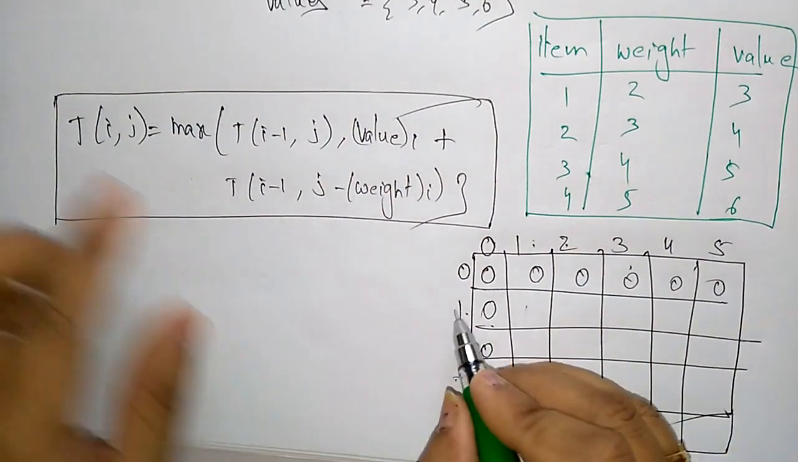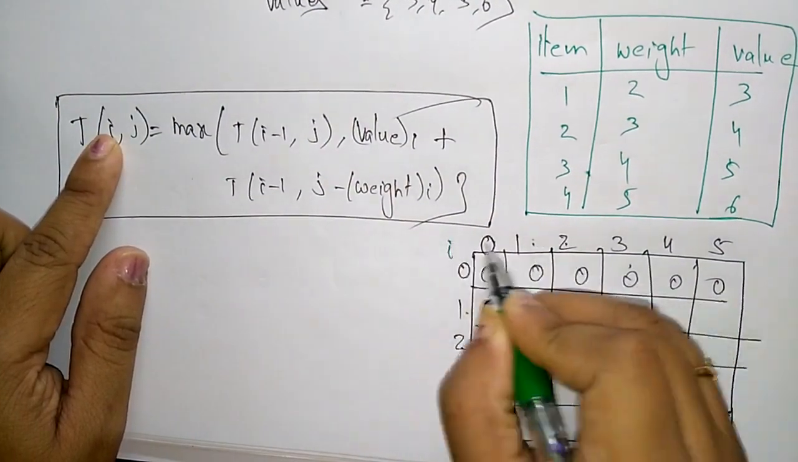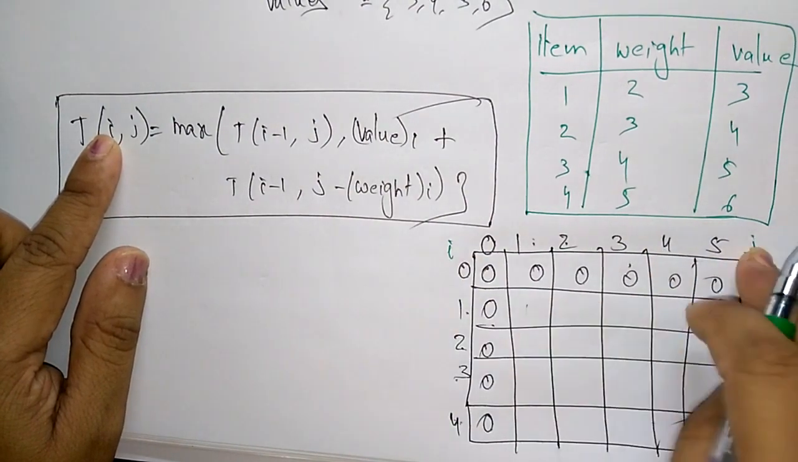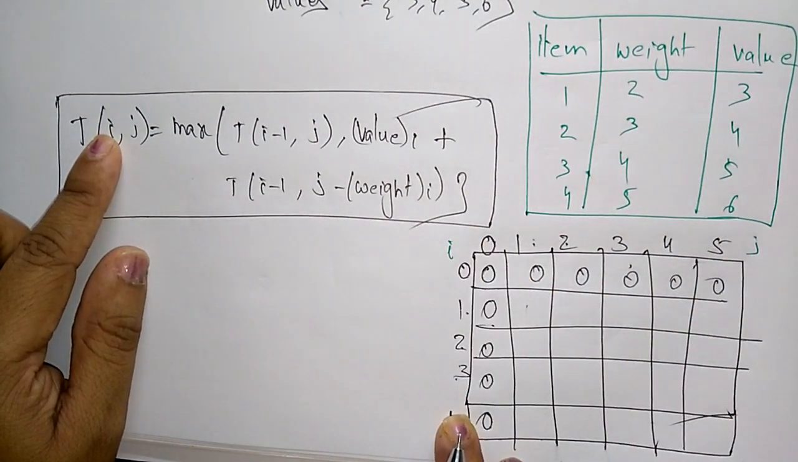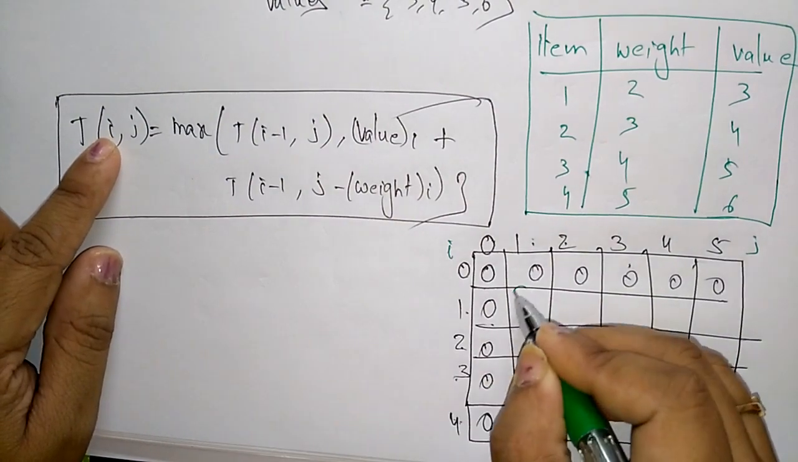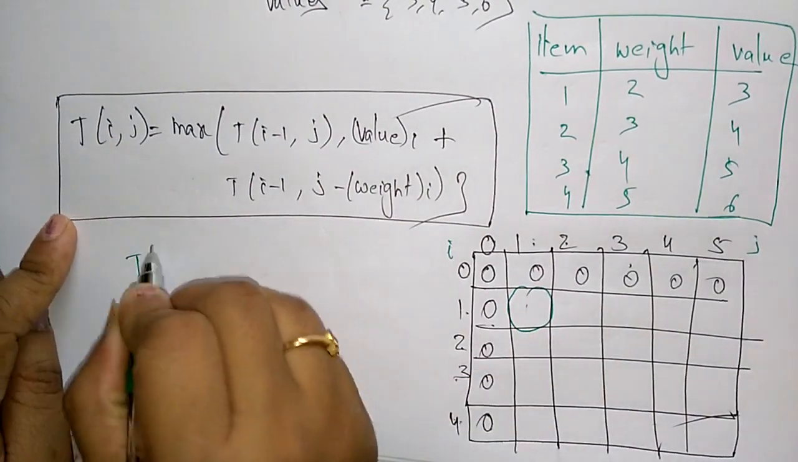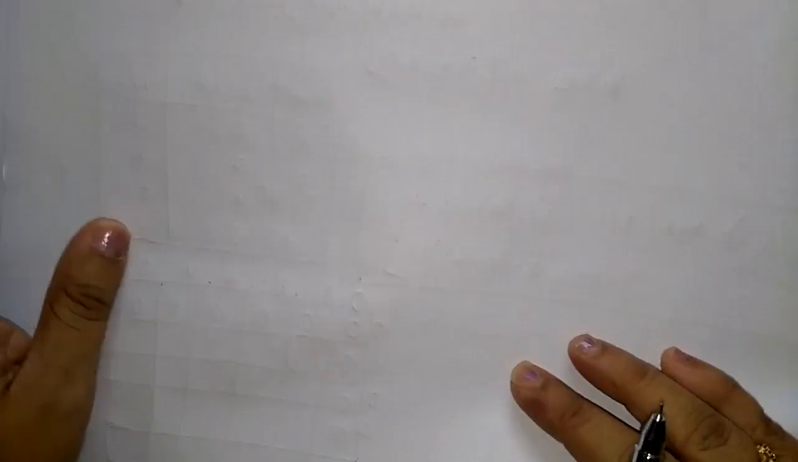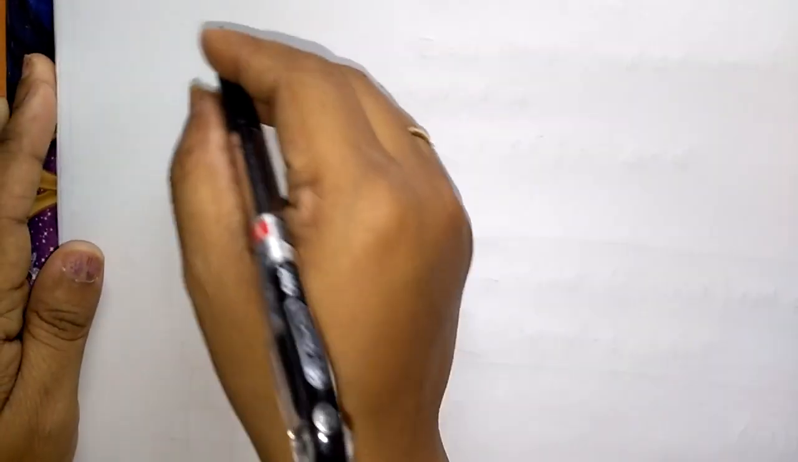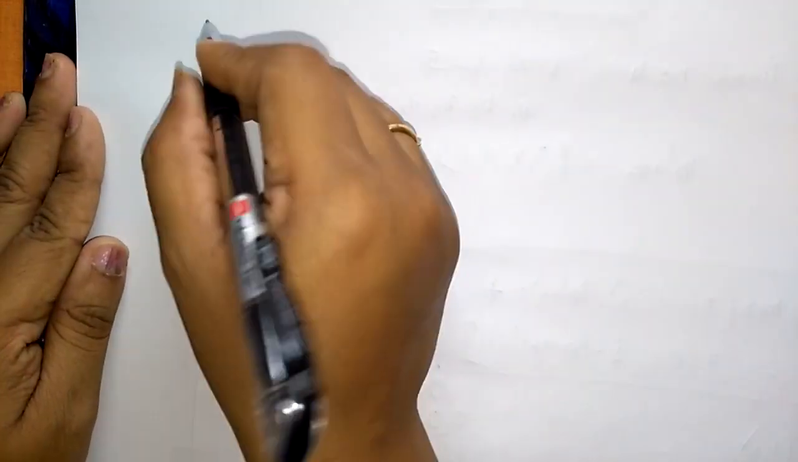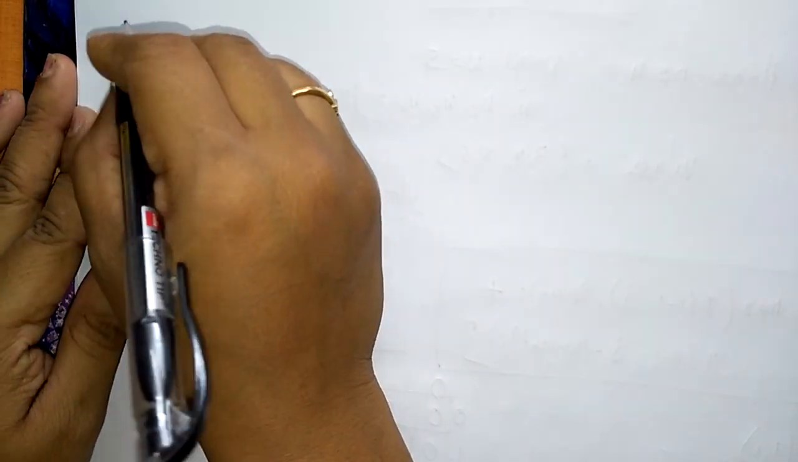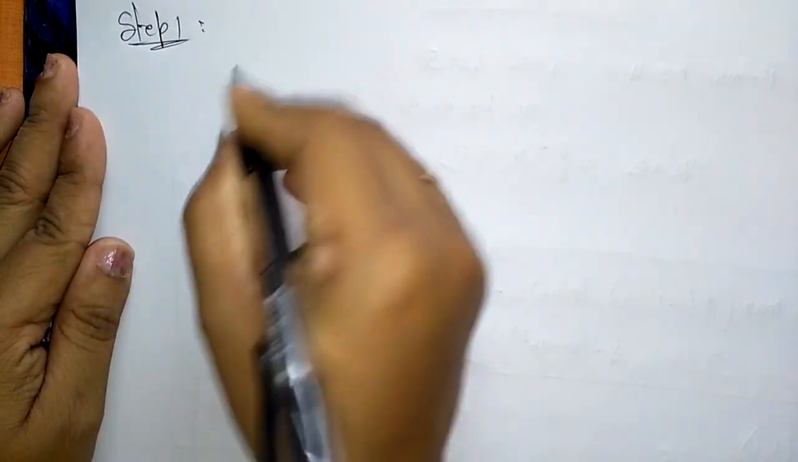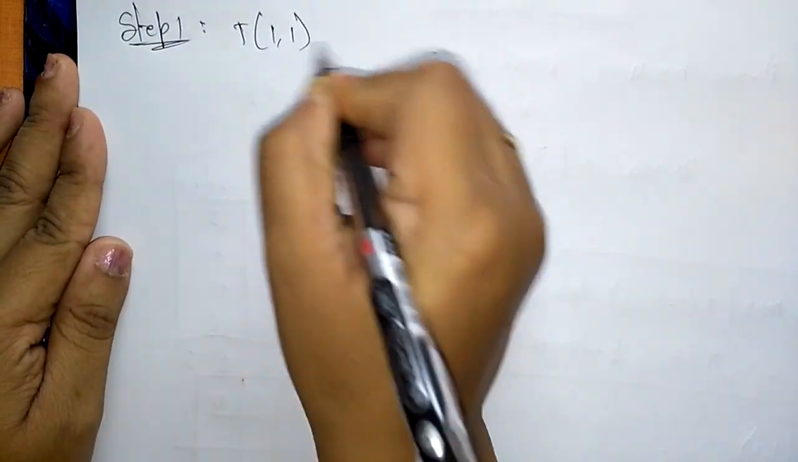Here this is i, and the columns represent j and the rows represent i. So first we have to find out T of 1 comma 1. Let us solve the problem step by step. Let us start by drawing a table. Now take step 1. We have to find out T of 1 comma 1.